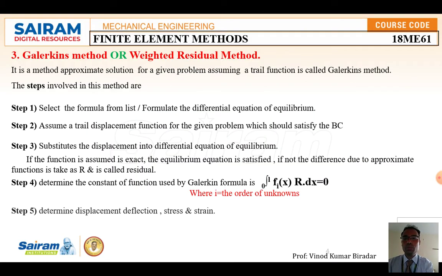Okay, step number 2, these are the steps. Step number 1, as I already told you, is to select the formula from the list according to the given problem, also called formulating the differential equation from the given equilibrium. Then assume the trial displacement function for the given problem, which should satisfy the boundary conditions. Depending upon the order, you have to assume the displacement function.